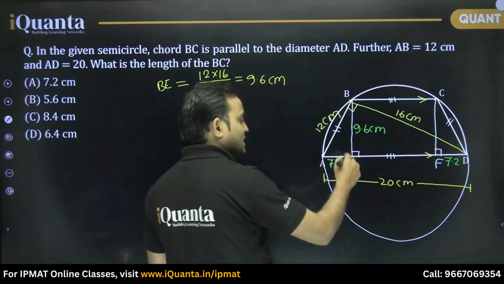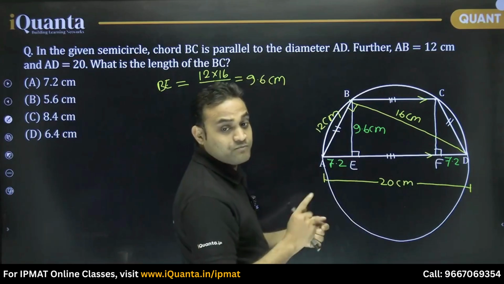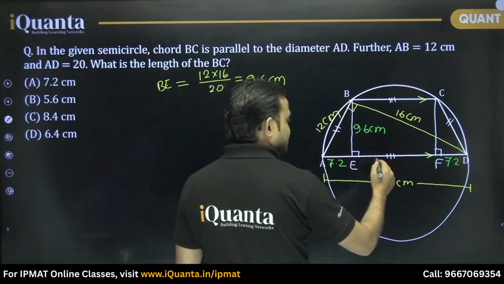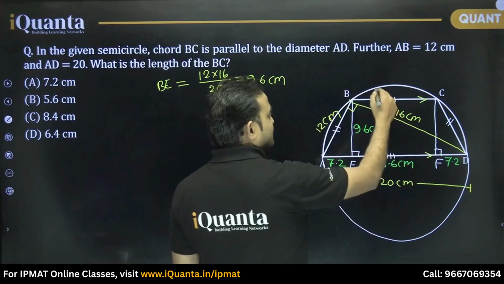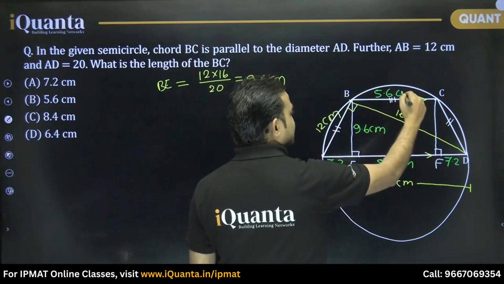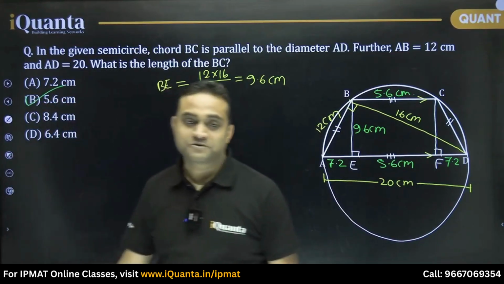So what will be the length of EF? 20 minus 2 into 7.2, which is 14.4. So this difference gets us 5.6 centimeter. So similarly, BC will also be 5.6 centimeters. And so our answer is option B.